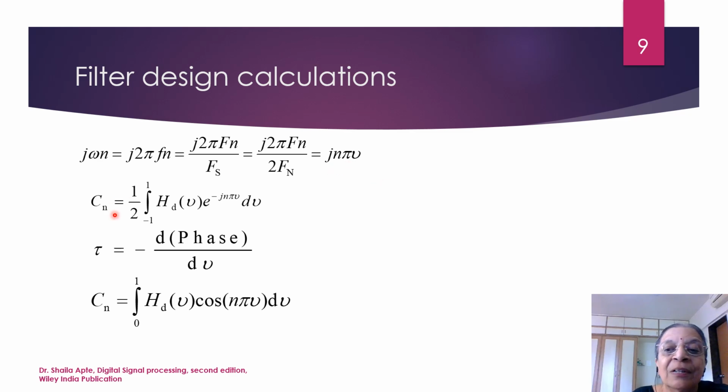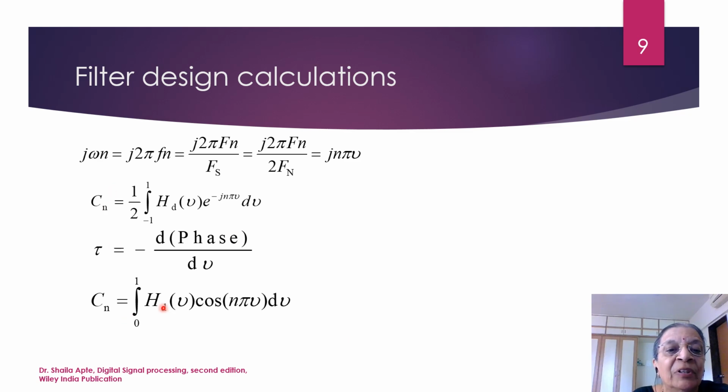Now how to calculate the corresponding filter coefficients? It will be 1 upon 2, integration from minus 1 to 1. Here pi will vanish because I am writing the normalized frequency. HD of nu e raised to minus j n pi nu d nu. This is the equation for calculation of filter coefficients. And then I calculate the group delay as minus d by d nu of the phase. We will consider this in detail further.